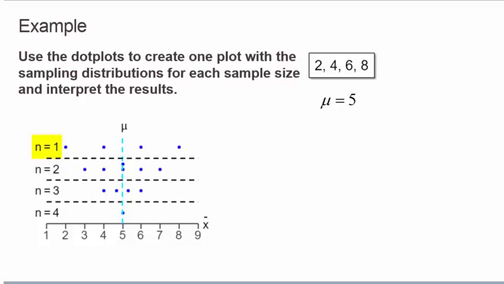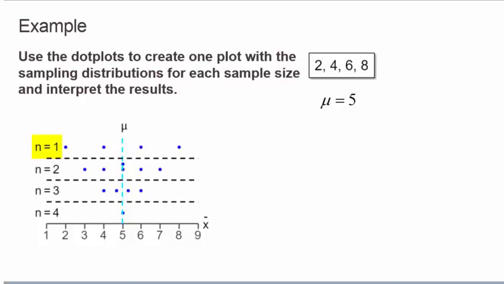At the top, I have the dot plot when n equaled 1. Below that, I have the dot plot for when n equaled 2. Below that, the dot plot for n equals 3. And below that, the dot plot for n equals 4. Then I have a dotted line tracking my population mean, 5.